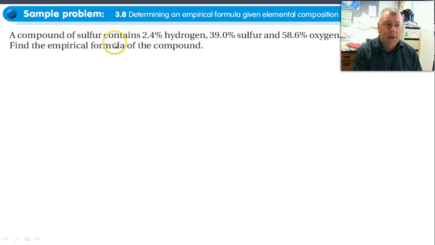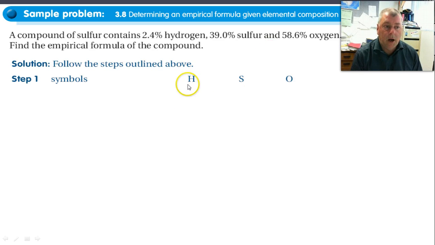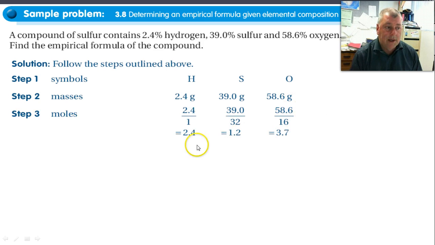So let's do an example. We have a compound of sulfur which contains 2.4% hydrogen, 39% sulfur and 58.6% oxygen. What is the empirical formula for that compound? Step 1, hydrogen, sulfur, oxygen. Step 2 is to convert these percentages into masses of grams. So 2.4 grams, 39 grams, 58.6 grams. Now we need to convert them to moles. How do we convert a mass to moles? Well, we divide by the molar mass of the element. Hydrogen is 1, sulfur is 32, oxygen 16.